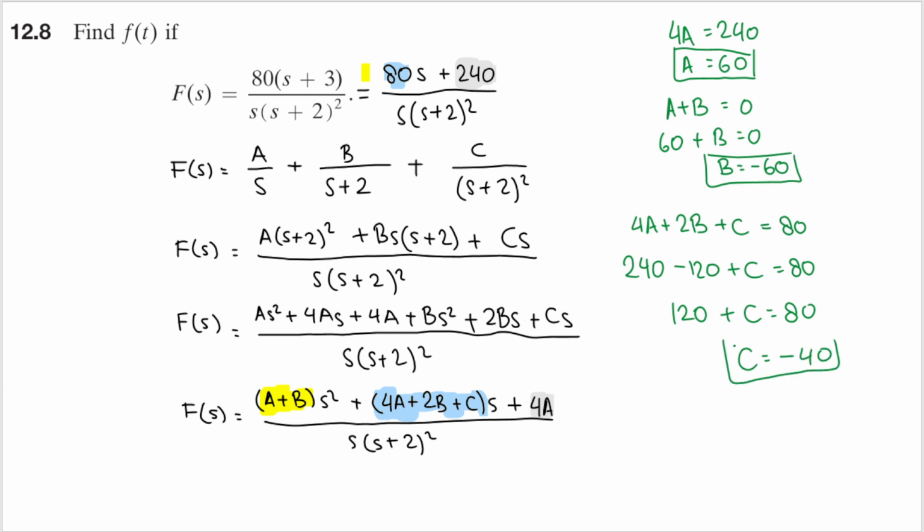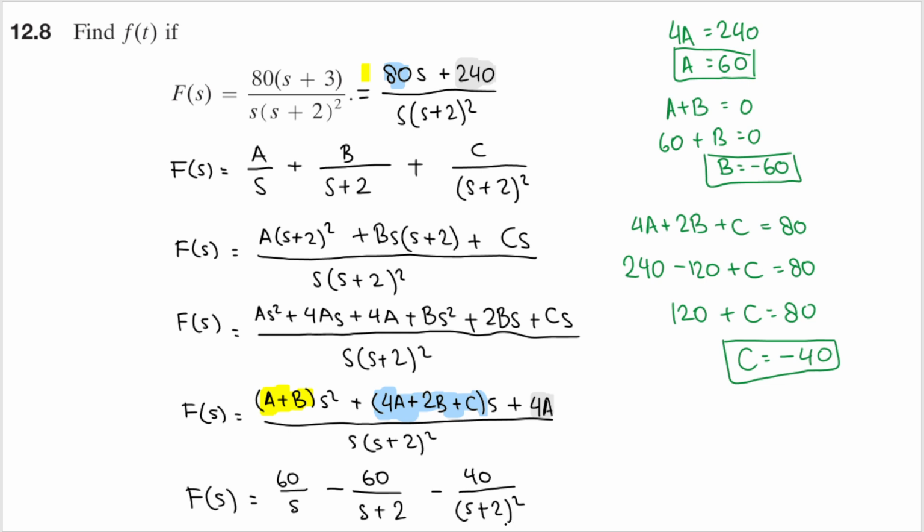Okay, now we have A, B, and C, so we can rewrite F(s) as this function here. So we will have F(s) is equal to 60 over s, minus 60, because B is minus 60, minus 60 over s plus 2. And then lastly, we will have C over (s plus 2) squared, and C is minus 40, so we will have minus 40 divided by (s plus 2) squared.